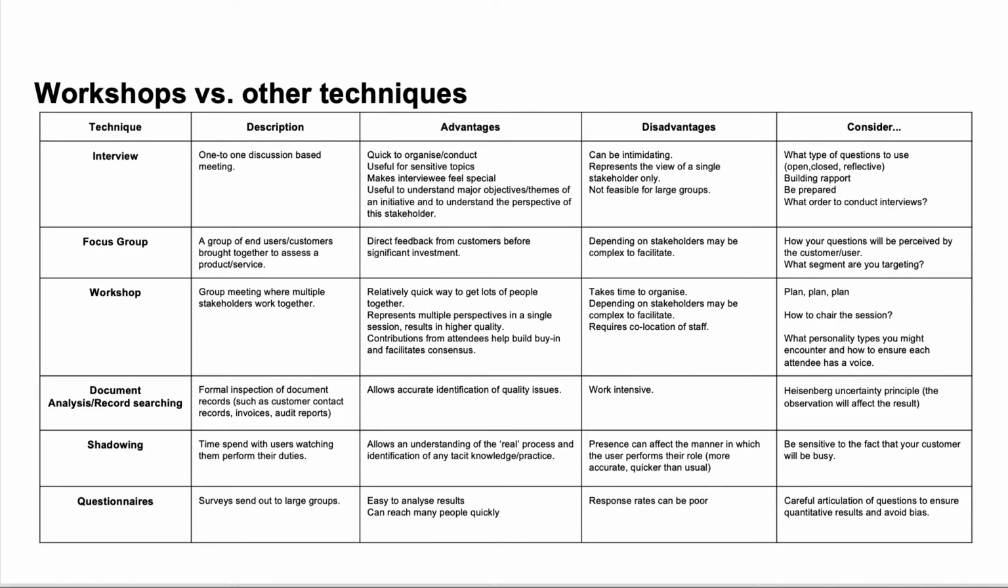Workshops. A workshop is a little bit similar to focus groups. It's a group meeting with multiple stakeholders working together. It's a relatively quick way to get lots of people together, and represents multiple perspectives in a single session. Results are higher quality. Contributions from attendees help build buy-in and facilitate consensus. Disadvantages are that it takes time to organize, depending on stakeholders it may be complex to facilitate, and it requires co-location of staff.